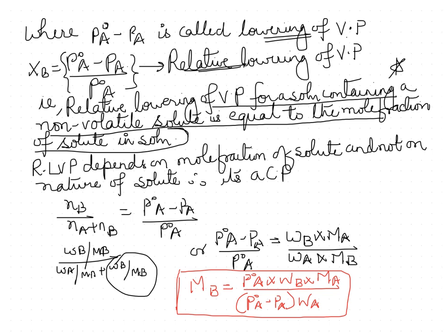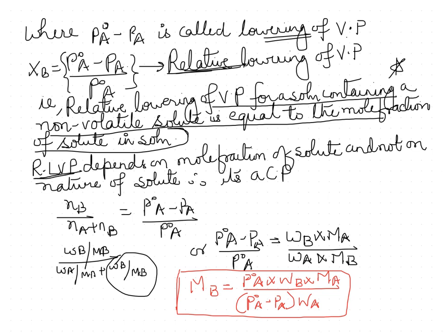Is it very, very clear? XB is equal to P0A minus PA divided by P0A. So what is this whole thing? Relative lowering of vapor pressure. So relative lowering of vapor pressure for a solution containing a non-volatile solute is equal to the mole fraction of the solute in the solution. Is it clear? Now again I have written RLVP.